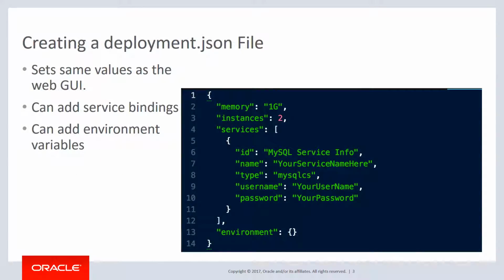So here's deployment.json, and it's basically a metadata file that replaces the values we could set using the GUI. So you can see there I've set the number of instances. I can set up a database binding. There I have the MySQL database binding as an example. It'd be very similar for the Oracle database binding. And then finally, you can set your own environment variables if your application needs them.